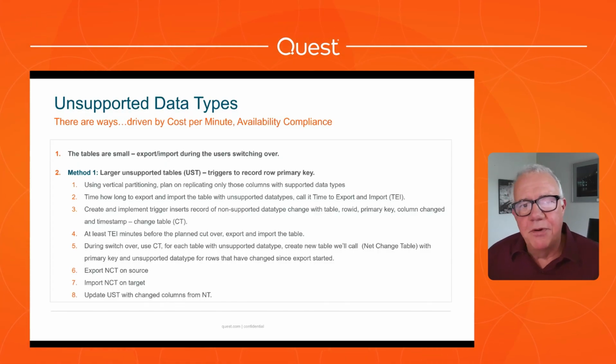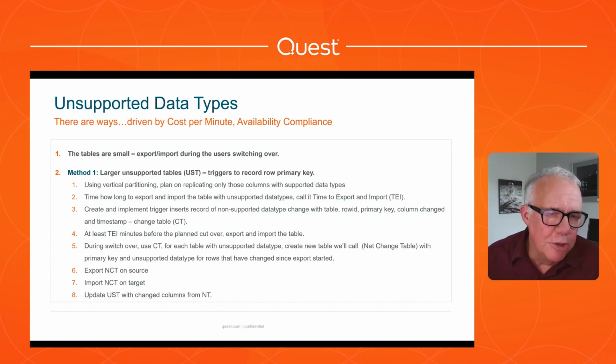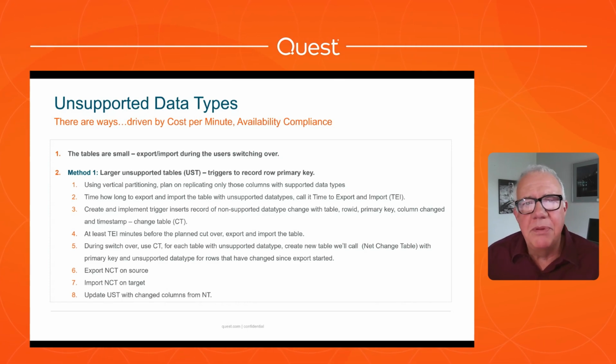If the tables are small, for example, this is the simplest way to handle it. Unless you're doing active-active, which I'll talk about at the end, you're going to be switching users from one instance to another in a very small switch period. If it's small, just import the objects that contain the unsupported data types. If the tables are larger, you can use a capability in SharePlex called vertical partitioning to do only select columns for the supported data types.